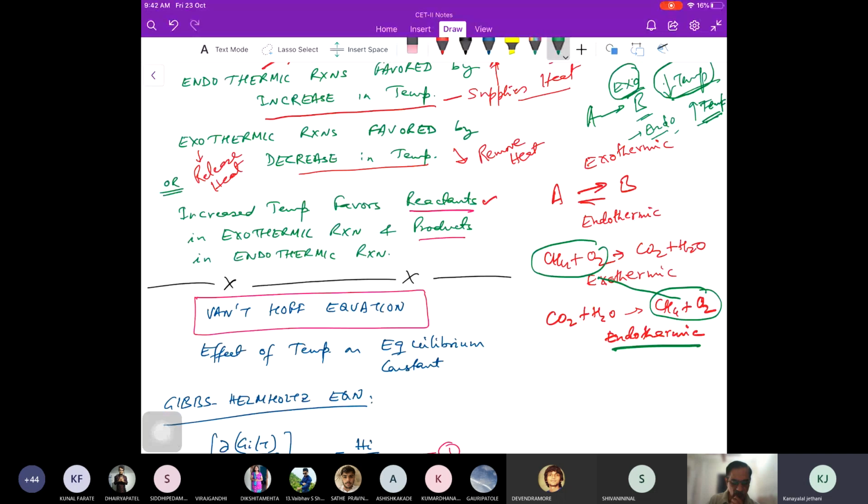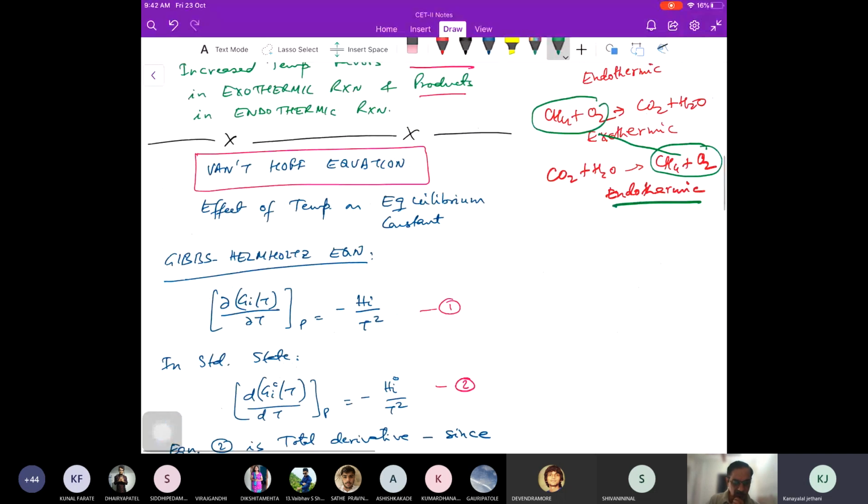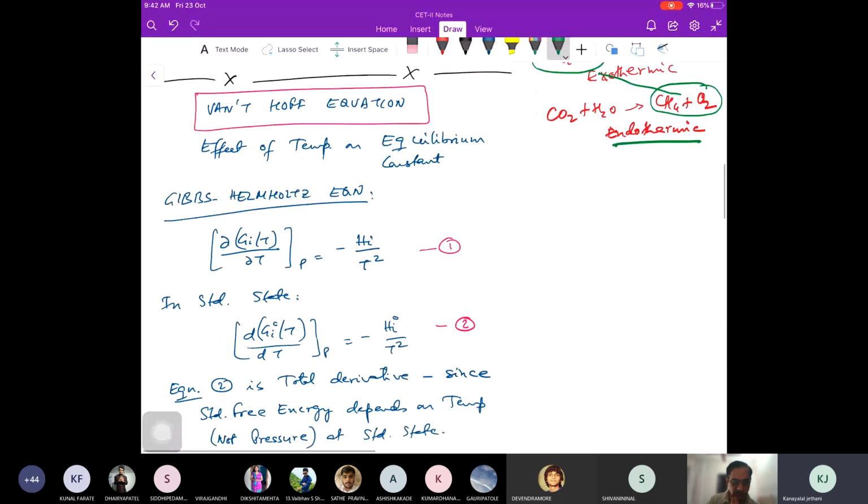Okay, sir. Okay. So now let us see what is the effect of temperature on equilibrium constant. Because ultimately that's what we want to see. And we know that delta G0 equals minus RT ln K. So if we get the temperature effect on the equilibrium constant, we will also get the effect on delta G0.